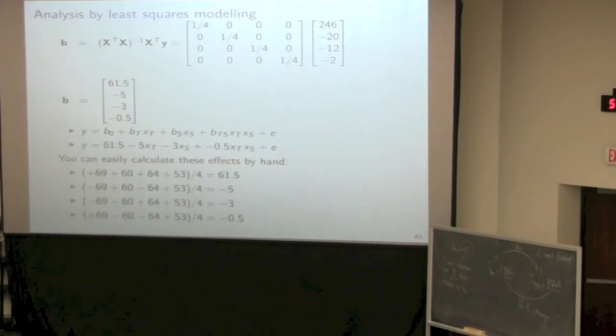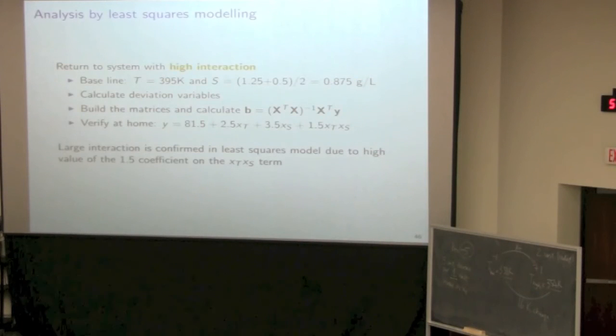Now, that's a great question. If we go back to the system with high interaction, I'd like you to go home and prove to yourself, I'm not going to review the calculations yet, but you should be able to prove to yourself in 2-3 minutes the least squares model for the system with high interaction. Calculate the slope coefficients for XT and XS, and calculate the interaction with XT and XS. And you'll get a slope coefficient for the interaction of 1.5. That's a substantial number relative to 2.5 and 3.5 units, indicating that the interaction here is significant.